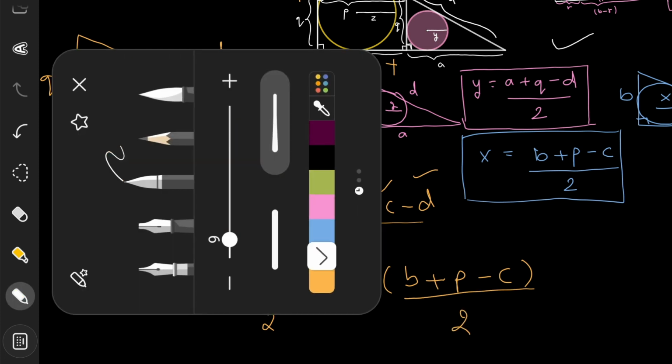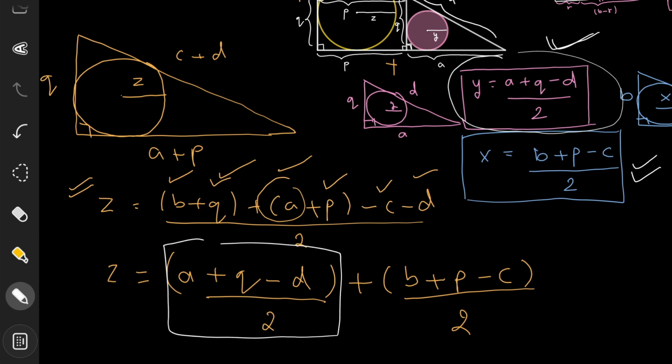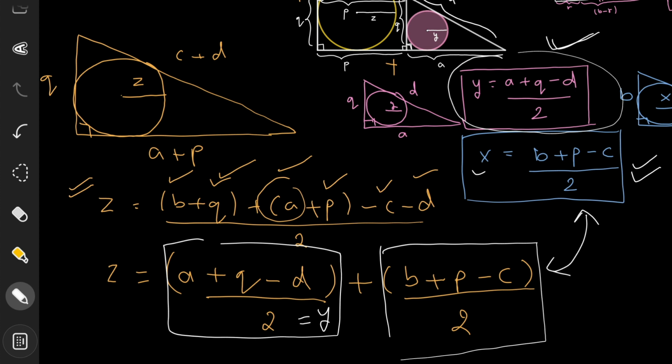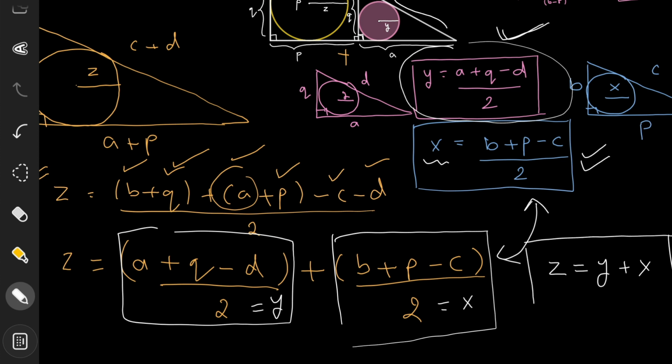Now look carefully at the two equations that we have got previously, the one in the pink color and the other one in the blue color. So first of all, the pink equation gives us the value of a plus q minus d upon 2 as equal to y. Now look carefully over here. What we have is a plus q minus d upon 2. So this thing is ultimately having a value y. Similarly, look at this other term, that is b plus p minus c upon 2 is equal to x. So ultimately the value of this term will turn out to be x. So now we can see that the value of z can now be written as y plus x.